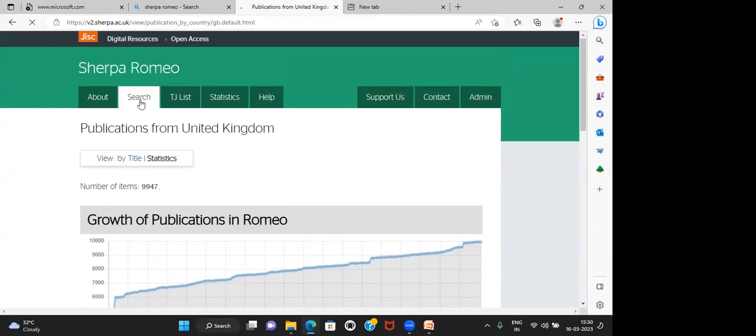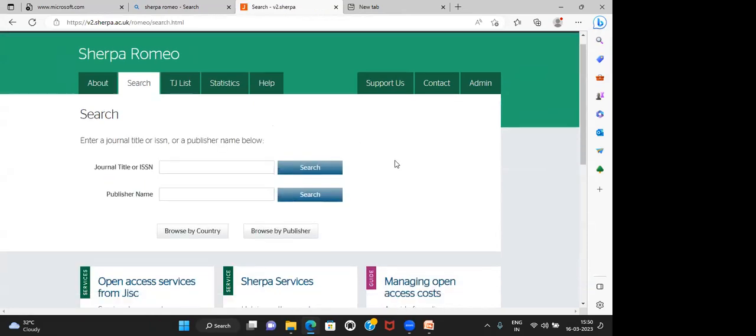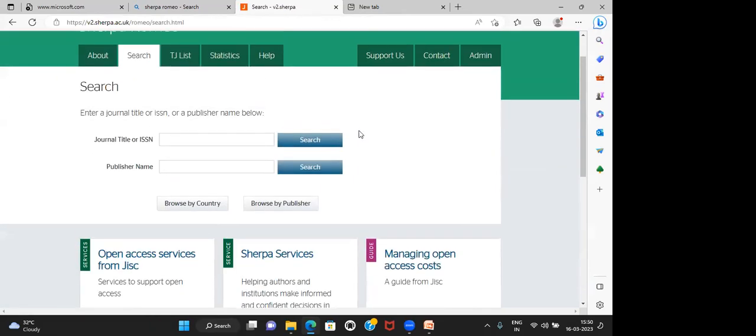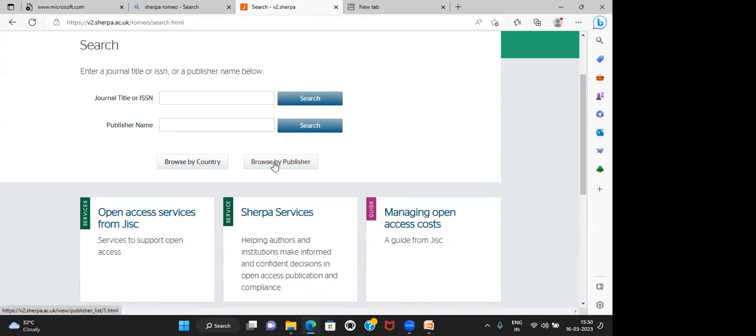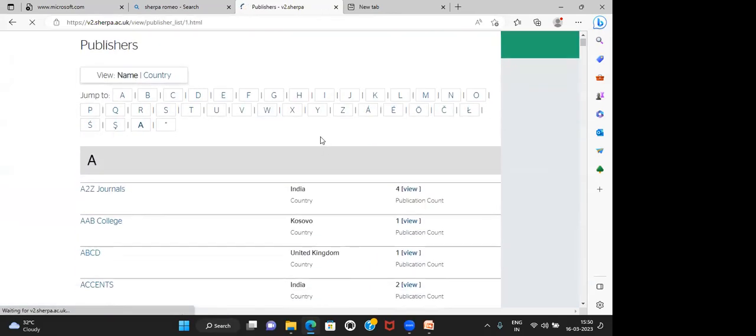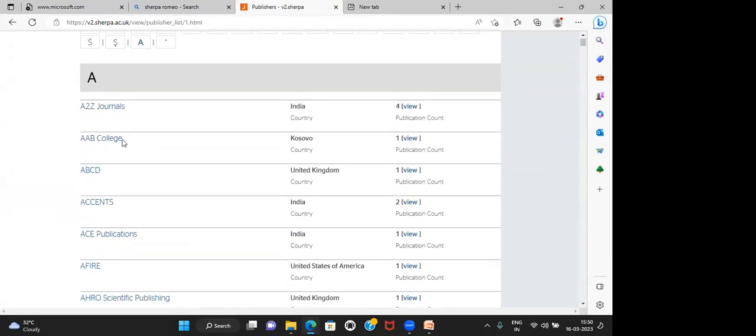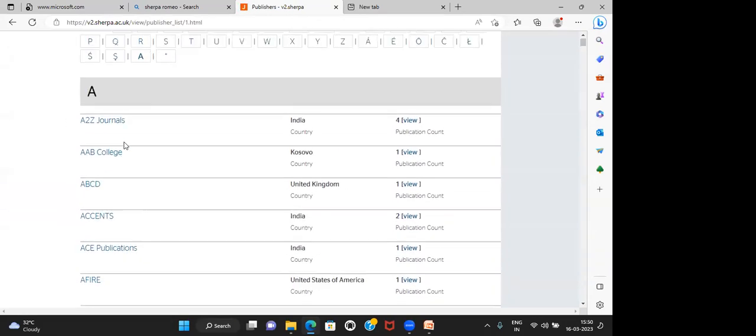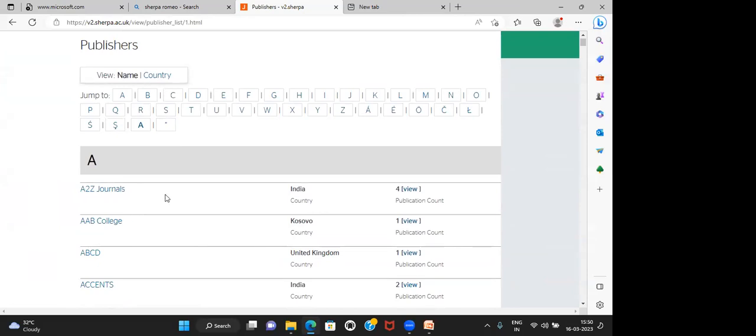Then again I came back to the first page. Now, browse by publishers. You see this is the list of publishers, and here you see the country name is given beside the publishers. Also here we will find the publication count, that is the number of publications from this publisher.